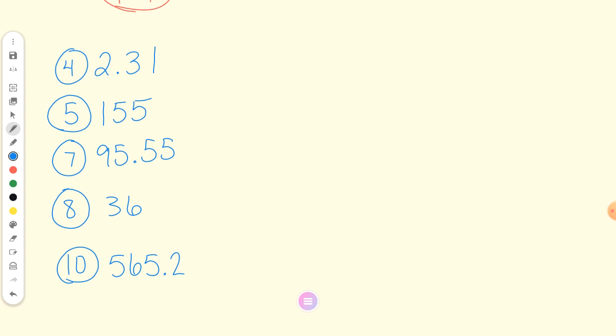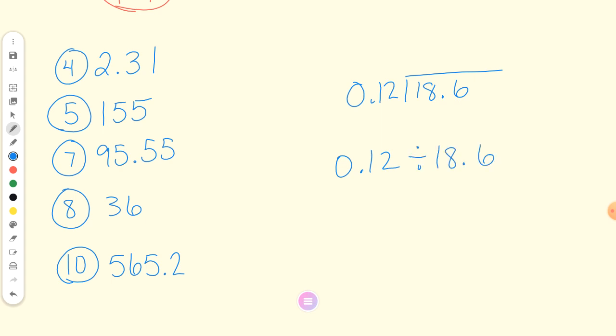One thing I noticed when you guys were asking for help is that on, I think it was number 5, number 5 was written like this. Nope, 18.6. I saw several people write that problem down. That is wrong.